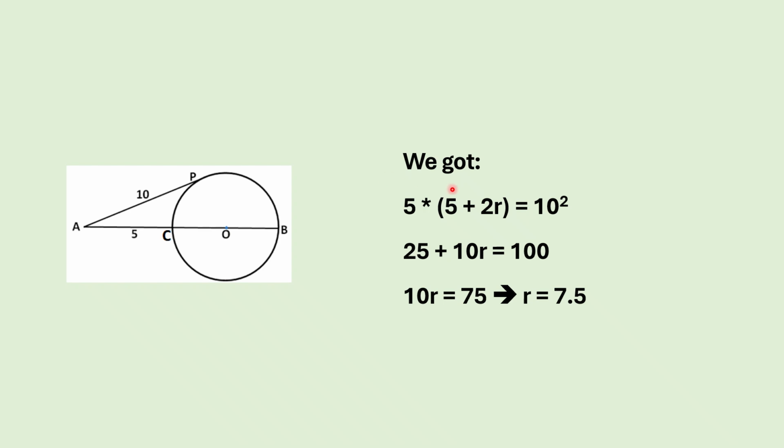So we got 5 into (5 plus 2R) equal to 10 square. Multiply: 5 into 5 is 25, 5 into 2R is 10R, equal to 10 square, 100. 25 transposes to that side. 10R will be 100 minus 25. 10R equal to 75. R equal to 7.5. The radius is 7.5, the same result we got earlier.